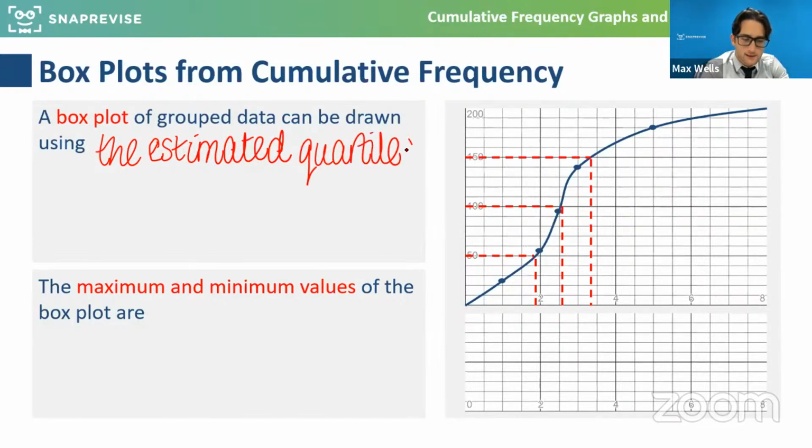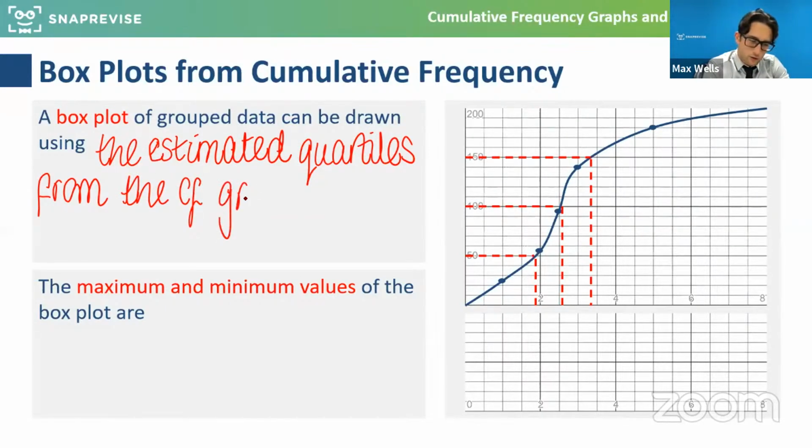What is estimated? Even though we've done it a very specific way, think about the data we've got. We don't know the raw data. So we are estimating when we use the graph. And the maximum and minimum values of the plot are basically the start and end of the graph.